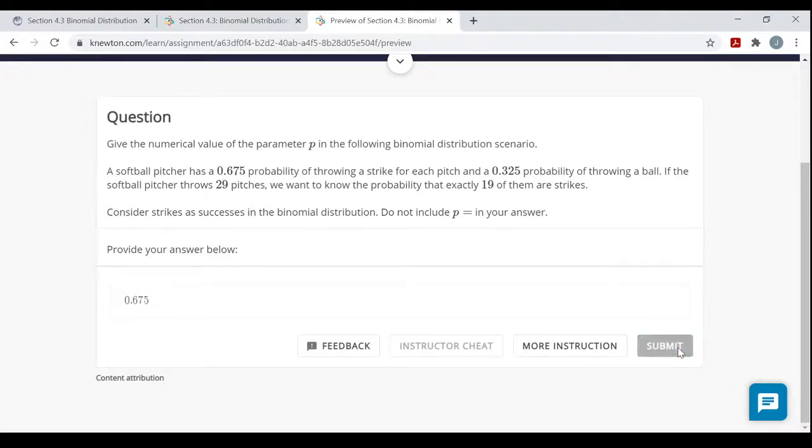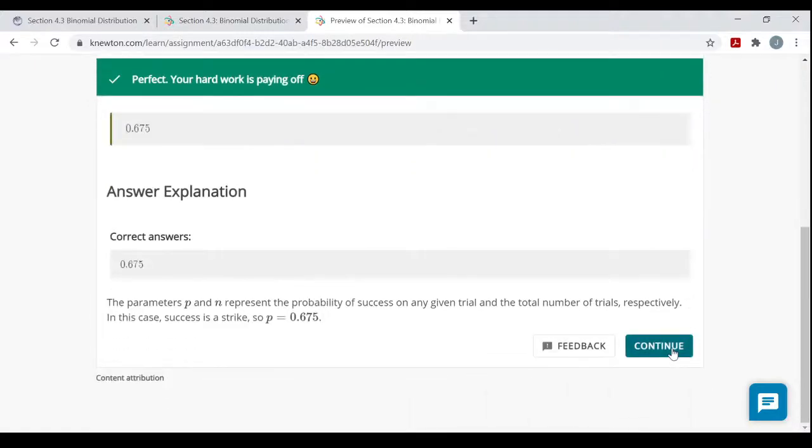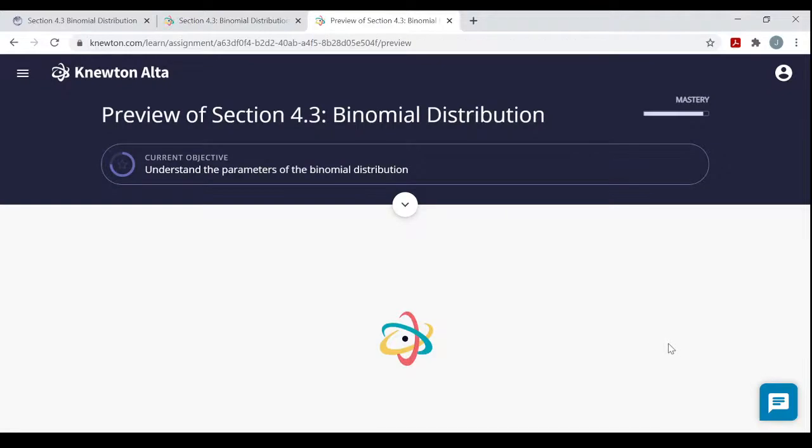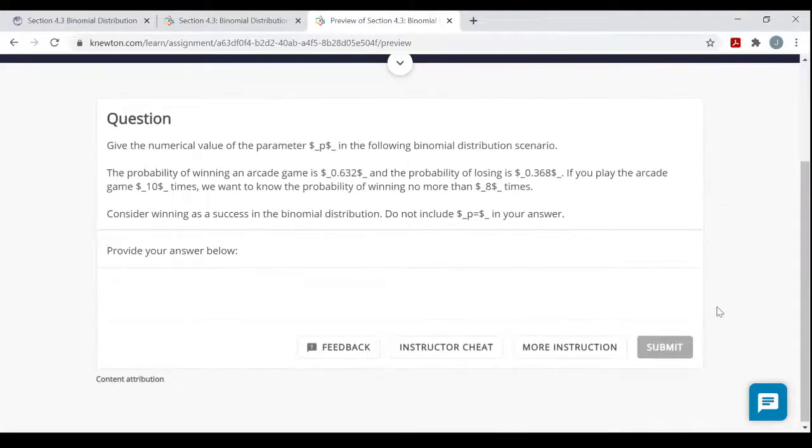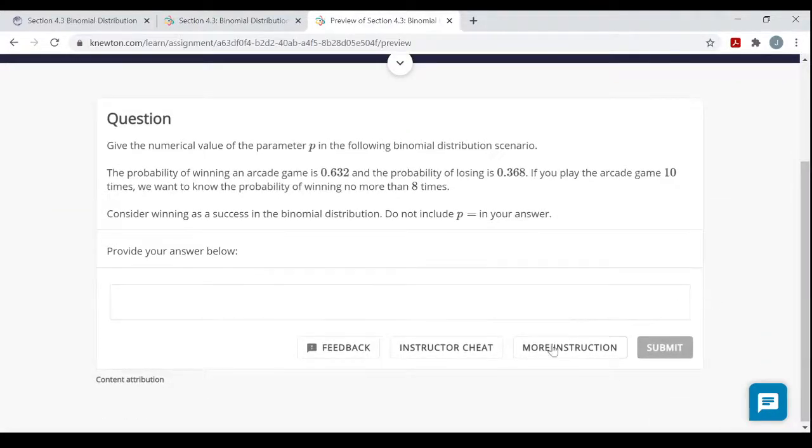I've shown you problems similar to this, finding the probability of getting so many successes out of so many trials. Yeah, so I'm pretty sure I'm done here. Yeah, I've gone over everything that needs to be gone over.